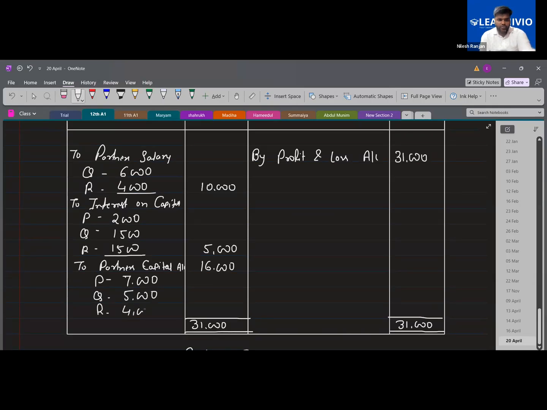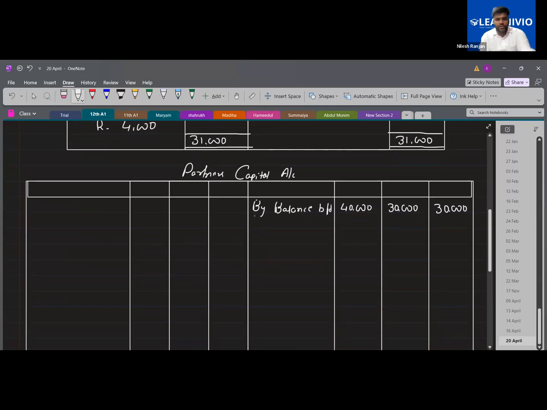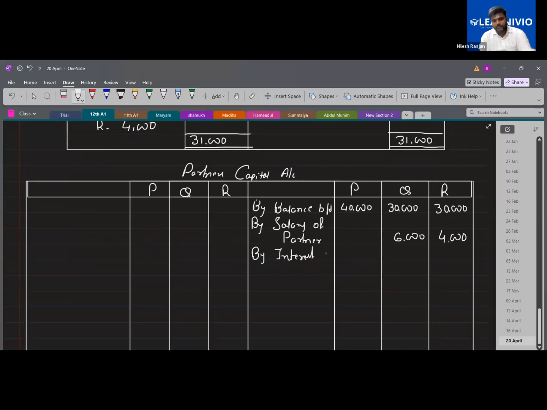Now from this, we have to transfer some items to partners' capital, like partners' salary, 6,000 and 4,000. It will go here by salary of partners. Q will get 6,000, R will get 4,000. Then interest on capital was 2,000, 1,500, and 1,500.